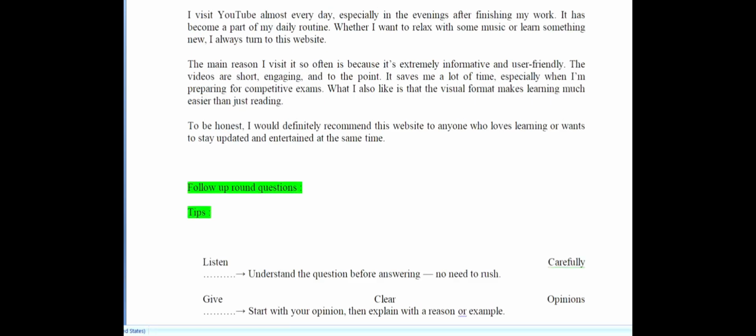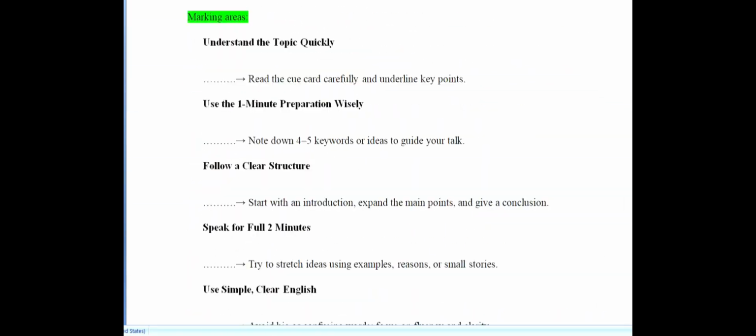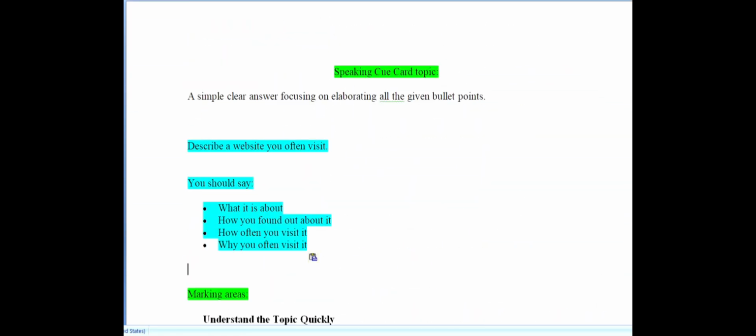Fine. So let's begin. What are we supposed to do in the cue card question? The answer needs to be very simple and very clear. You have to just focus on elaborating all the bullet points. I insist the focus is elaborating on all the given bullet points. What is the question today? Describe a website you often visit.